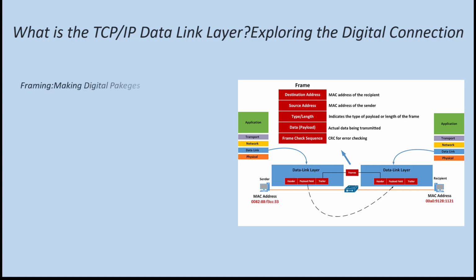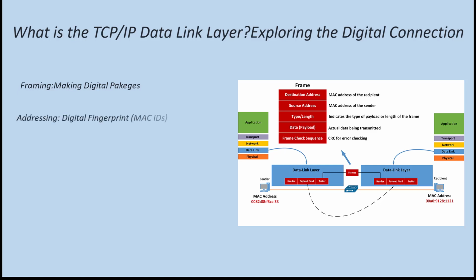Framing. Think of the data link layer as a careful packer. It splits data into frames, like neatly wrapped packages for sending. This keeps everything organized, making sure each piece of information is sent and received smoothly.